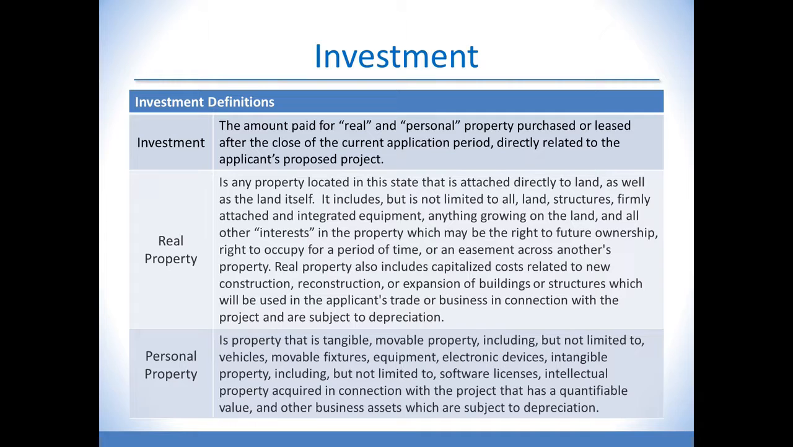Real property is any property located in a state that is attached directly to land as well as the land itself. It includes, but is not limited to, all land, structures, firmly attached and integrated equipment, anything growing on the land, and all other interests in the property, which may be the right to future ownership, right to occupy for a period of time, or an easement across another property.